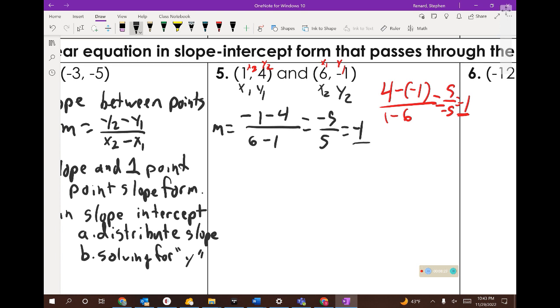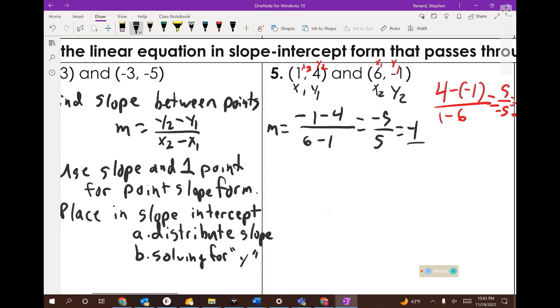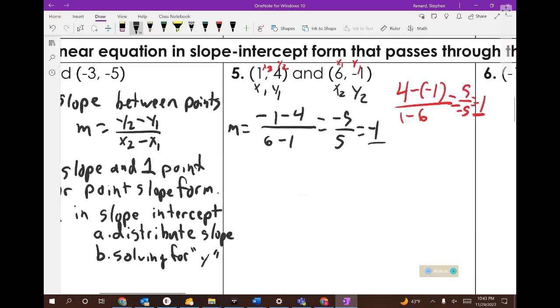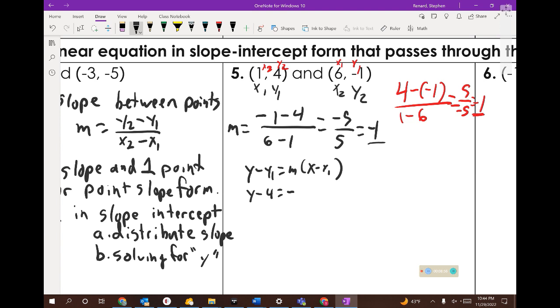So that's step 1. The second step, use slope and 1 point for point slope form. So I'm just going to pick 1, 4. I will do it with 6, -1, just to show you it doesn't matter which way you do it. So remember, point slope is y minus y1 equals m times x minus x1. This is going to be y minus 4 equals -1 times x minus 1. We're going to distribute our m.